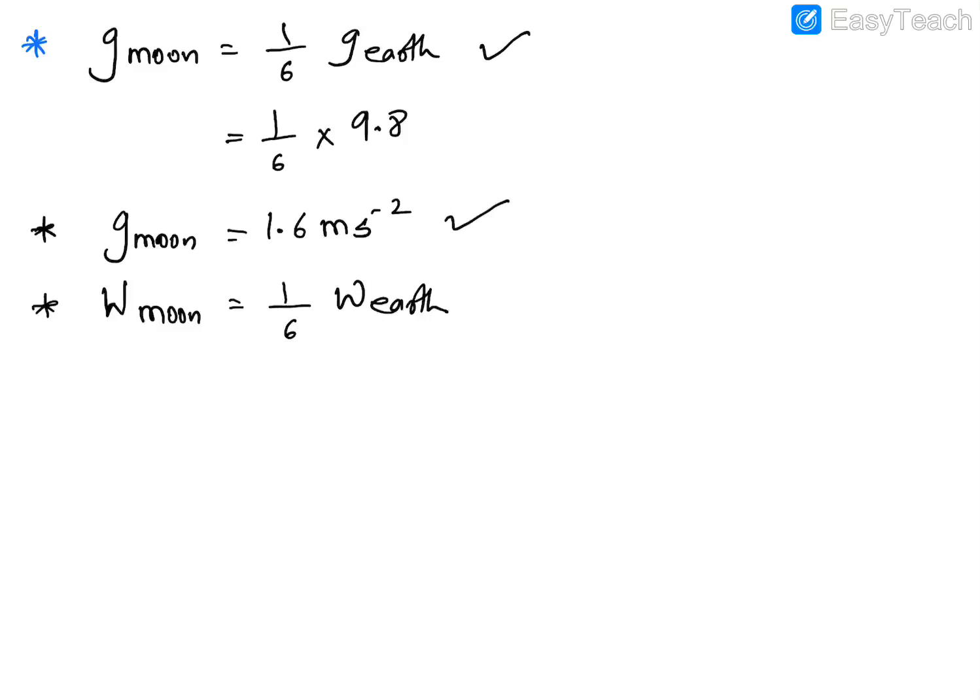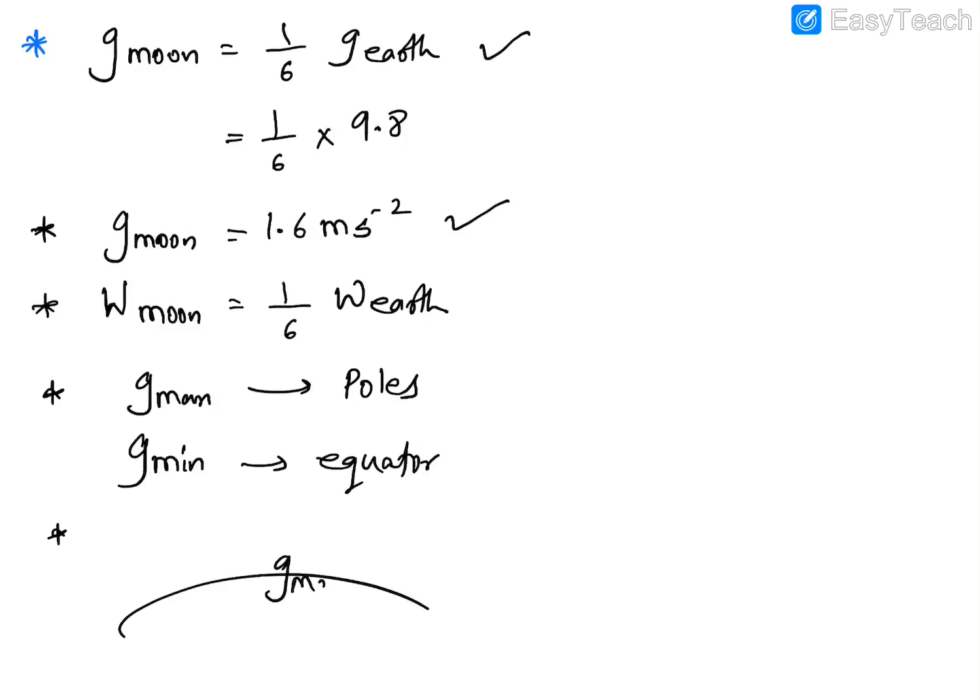Clear? Also, where is the gravity maximum? The gravity is maximum at the poles and minimum at the equator. Also, gravity is maximum on the surface of the earth. If you go away from the earth's surface, gravity will decrease. If you go towards the center of the earth, gravity will decrease. And at the center of the earth, the gravity is 0.